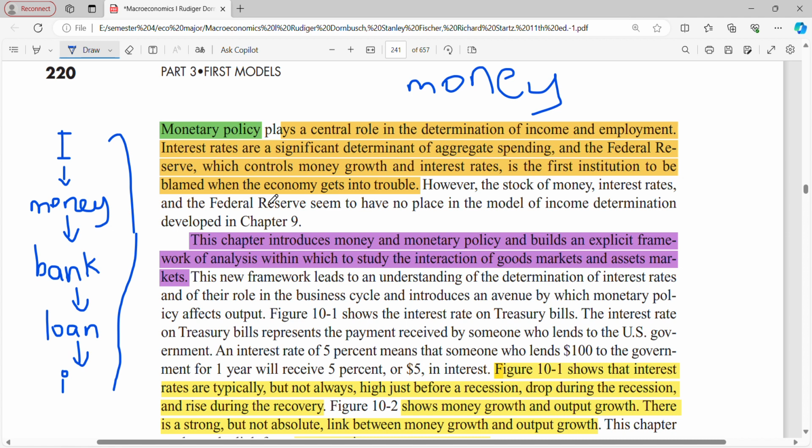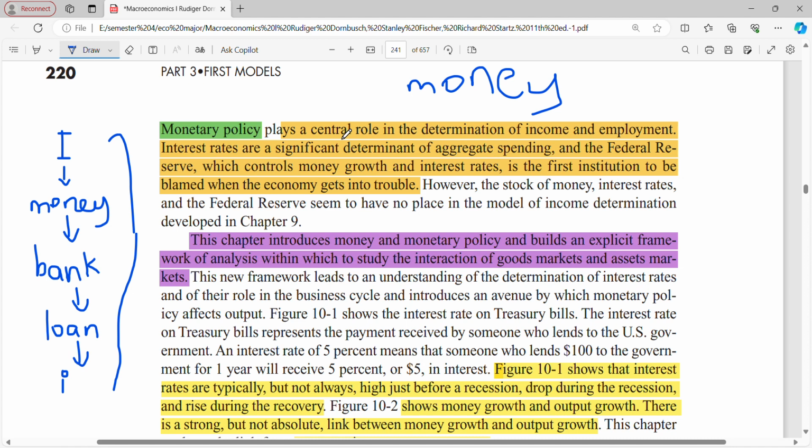Next is monetary policy. It plays a central role in the determination of income and employment. In the last semester, what we studied was fiscal policy, right? It is by the government, but monetary policies are implemented by the financial institutions, that is, the RBI in India, or the Federal Bank.